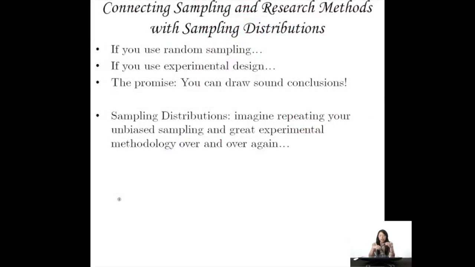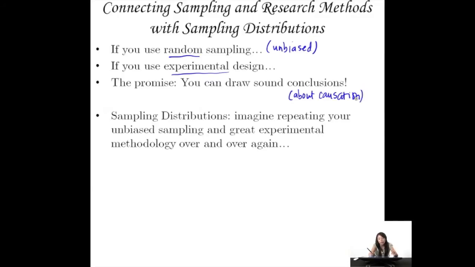All right. So before we go on to actually nitty-gritty generating these sampling distributions, here's how sampling distributions connects with the concepts of sampling, right? Remember unbiased sampling, and research methods. Remember experimental methodology versus those other methodologies? All right, so the promise before was this. If you use random sampling, and by random sampling, I mean unbiased, right? And if you use experimental design, we promised that you could draw sound conclusions about causation, right? We promised that that was the case.